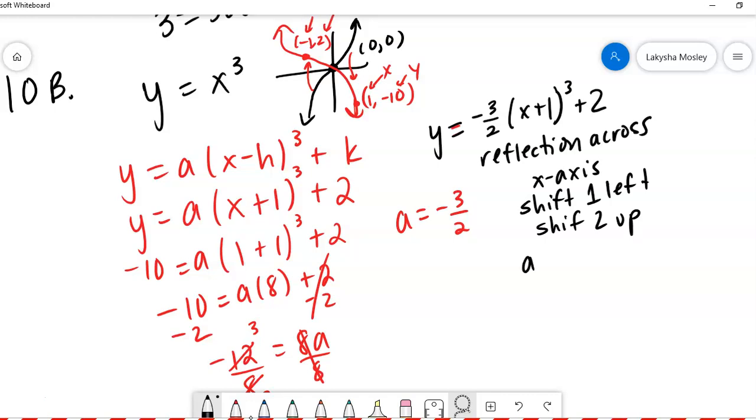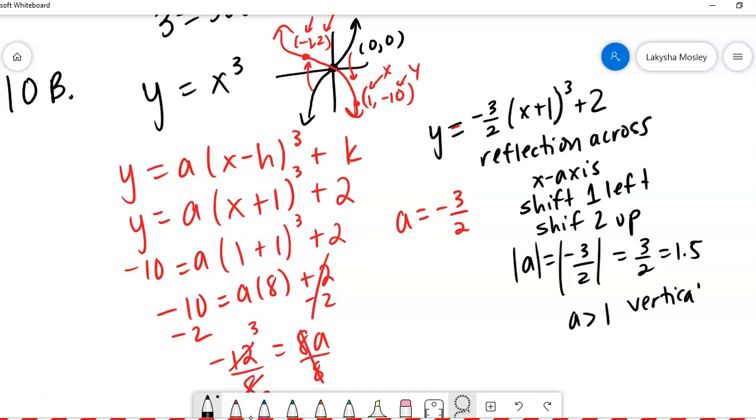Also, I noticed that since A is equal to negative 3 halves, if I take the absolute value of this, that changes it to a positive 3 halves, which is 1.5. And so when A is greater than 1, what do we say it has? It has a vertical stretch. Again, refer back to the PowerPoint that talked about when A is greater than 1 or A is a fraction, when B is greater than 1 and B is a fraction. All right, so that takes care of everything. The answer was this one.